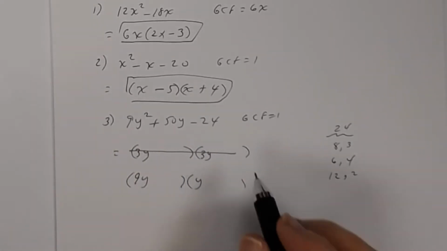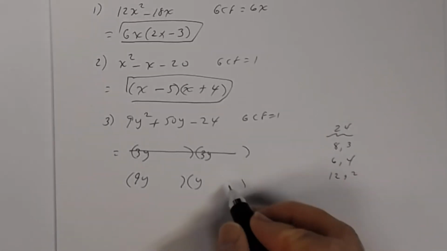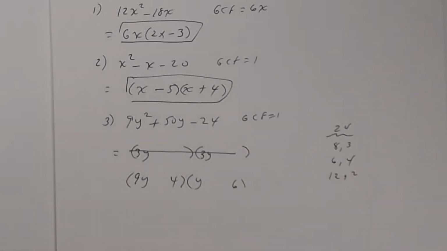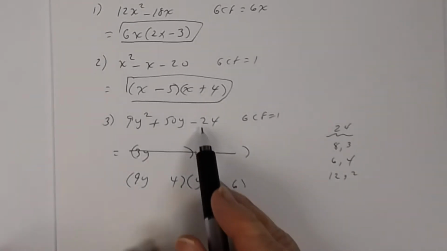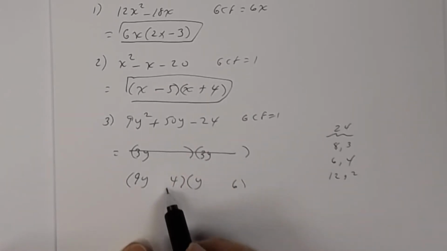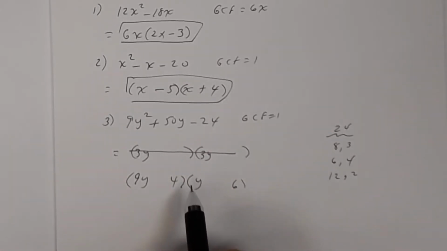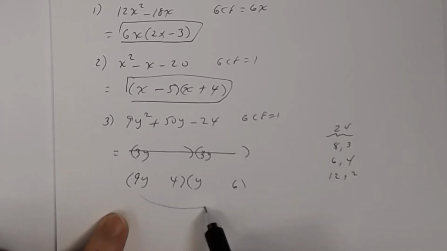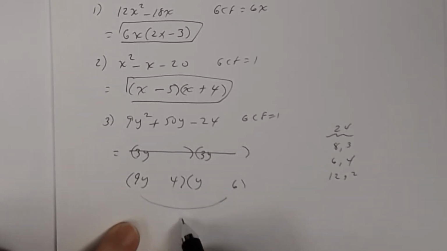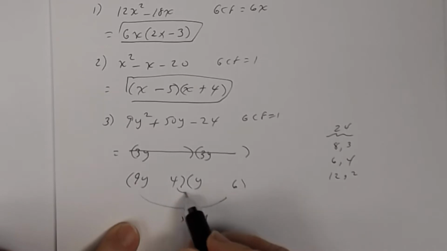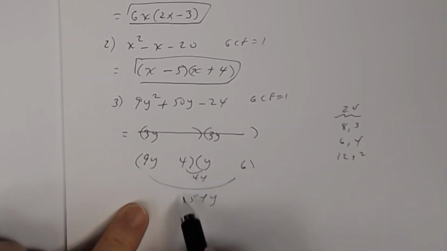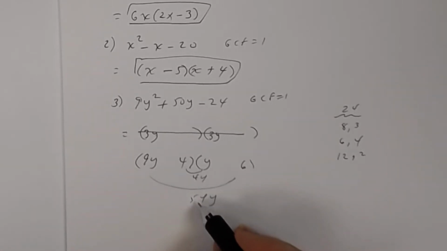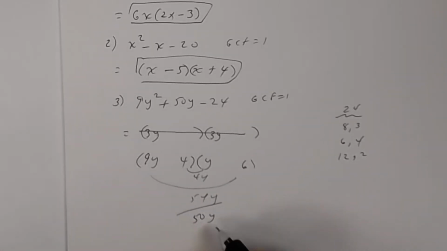So if you're going to try 6 and 4, then you'll put the 6 here, the 4 there. Okay? And then let's go ahead and look at the signs. The last sign's negative, which means these signs in here are different. And I want you to remember this. The outer is 54y. The inner is 4y. And remember, the signs are different, meaning that one's negative, one's positive. So that means you can subtract those. When I subtract those, I get 50y.